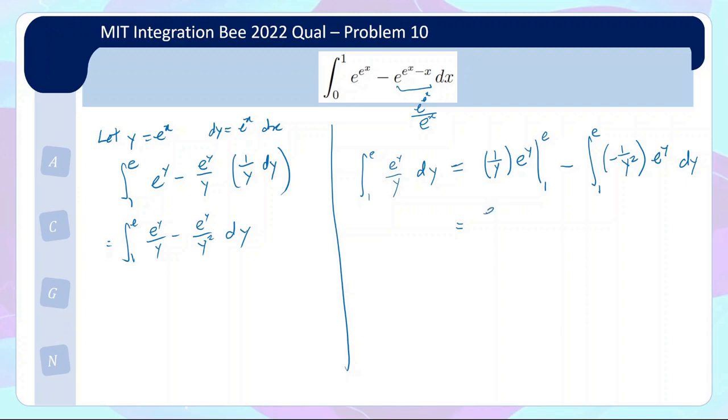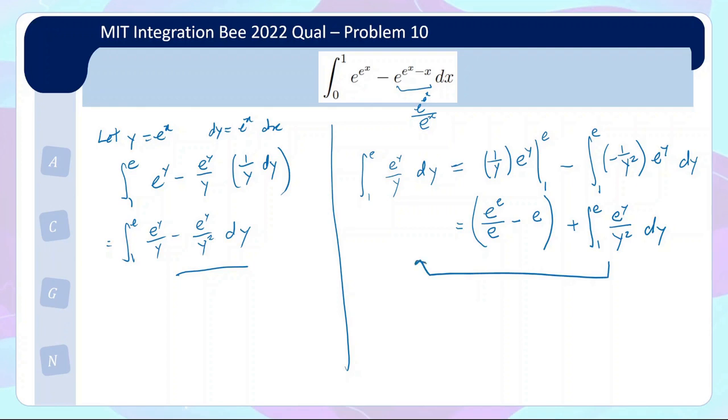Now firstly, this thing is e to the e over e minus e over 1. So you have this. And this is plus the integral from 1 to e of e to the y over y squared dy. Oh, very nicely, this is equal to the second term over here. So your answer is just to move this term over, and then you have the answer is e to the e over e minus e. So very cute problem.